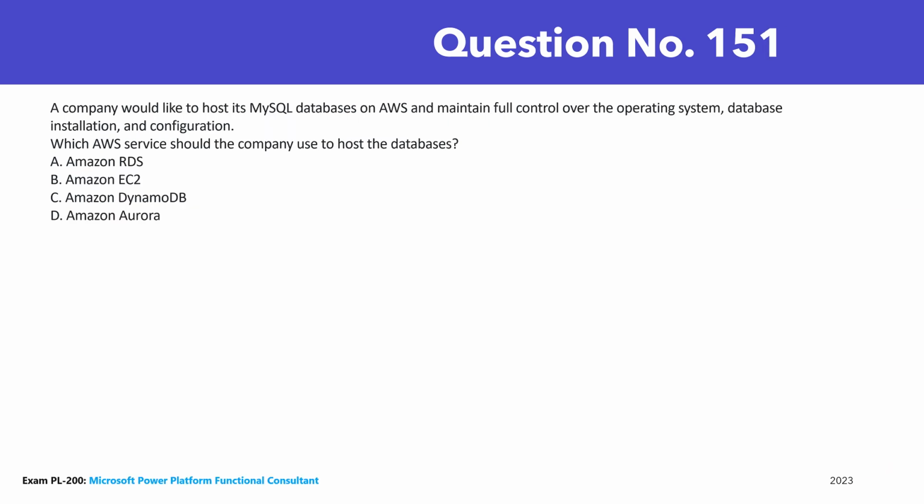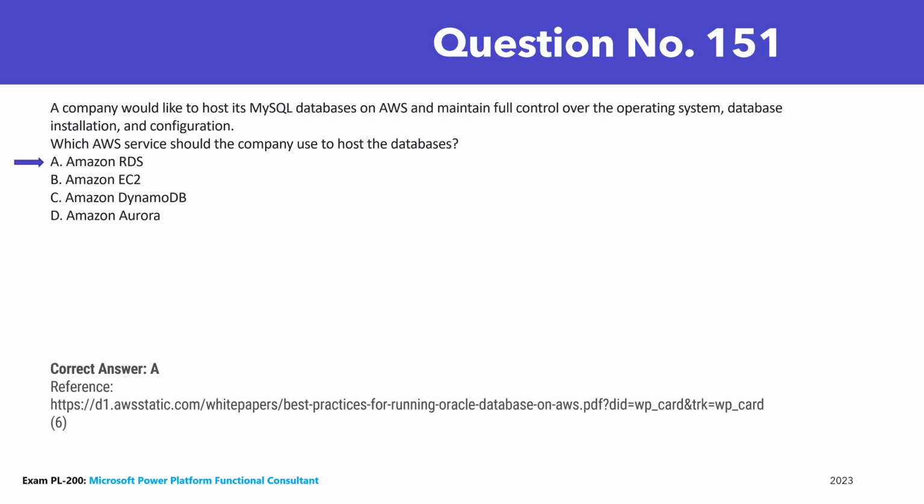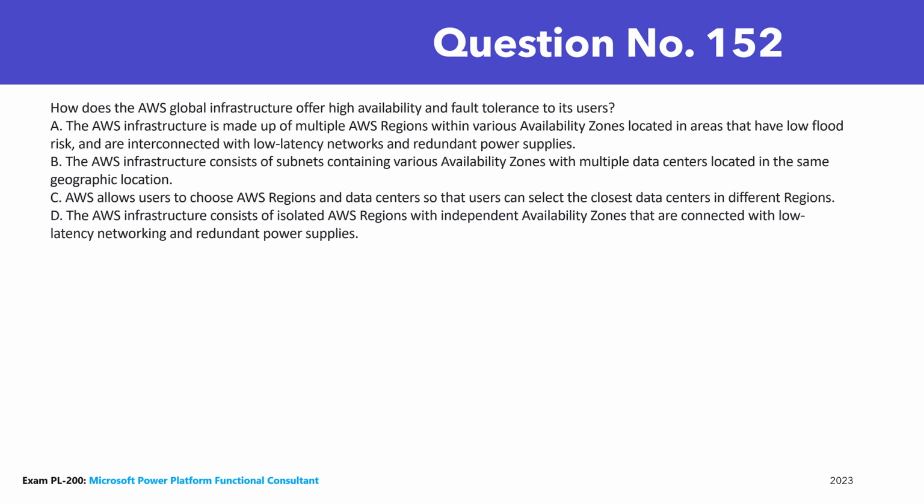Would like to host its MySQL databases on AWS and maintain full control over the operating system, database installation, and configuration. Which AWS service should the company use to host the databases? A. Amazon RDS. B. Amazon EC2. C. Amazon DynamoDB. D. Amazon Aurora. Correct answer, A.